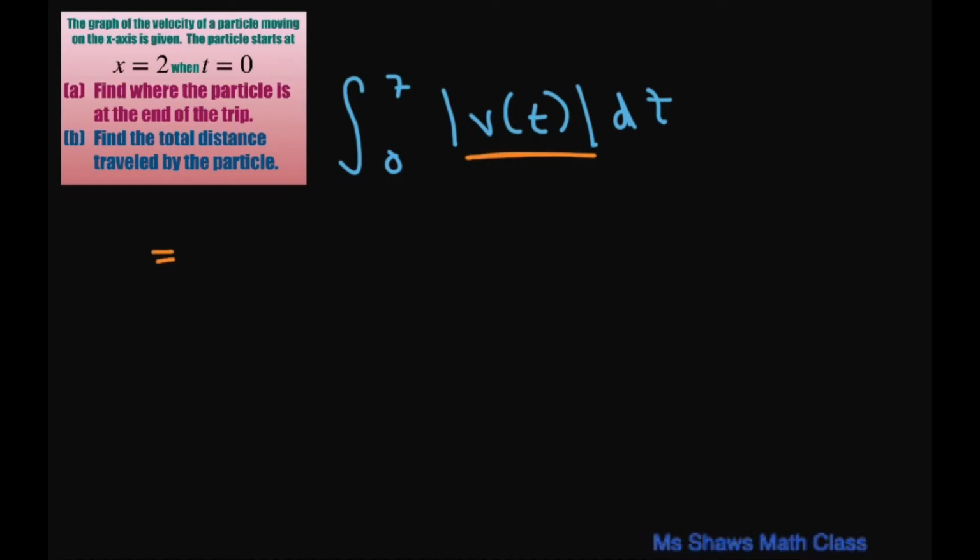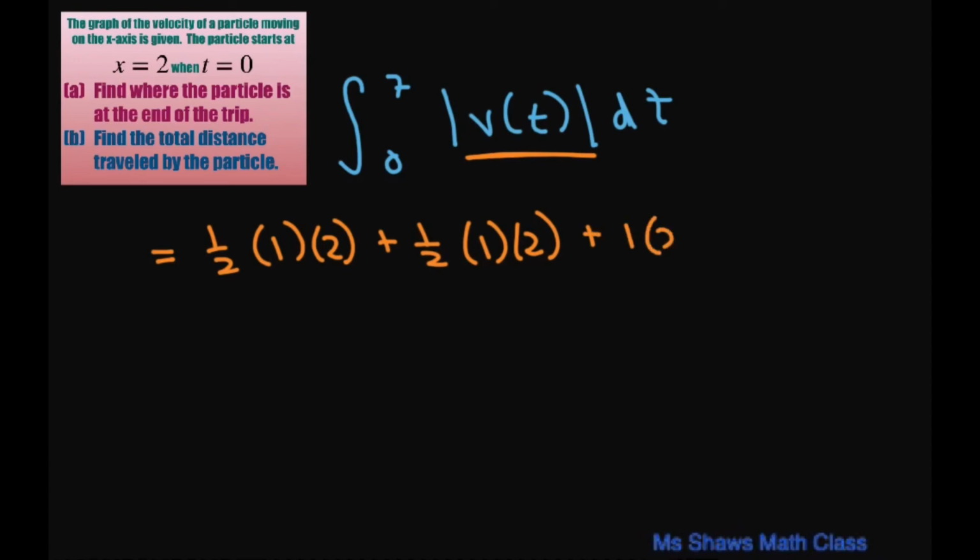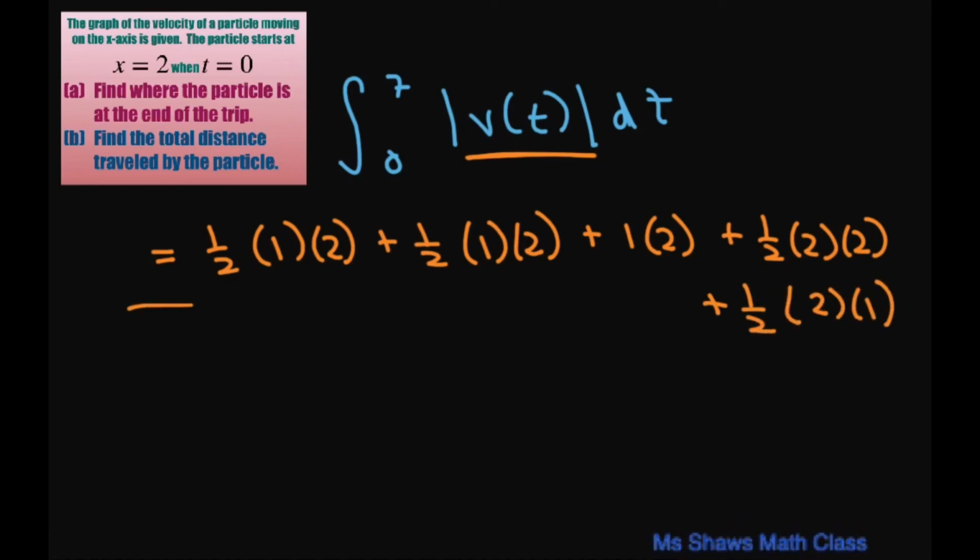So this is just going to equal 1/2 times 1 times 2 plus 1/2 1 times 2 plus 1 times 2. That was that rectangle. Plus 1/2 2 times 2 plus 1/2 2 times 1. Alright, so when you add all this up, you're going to get equals 7, and this is in meters.